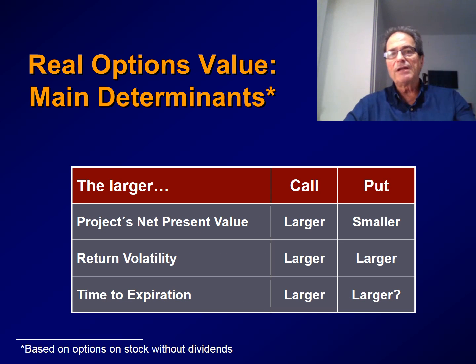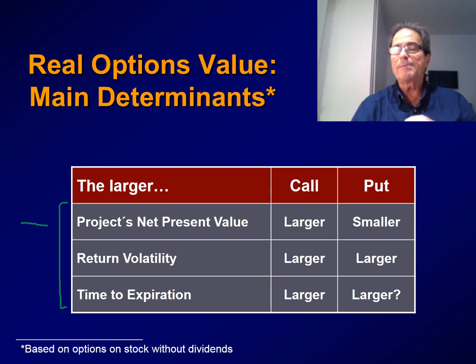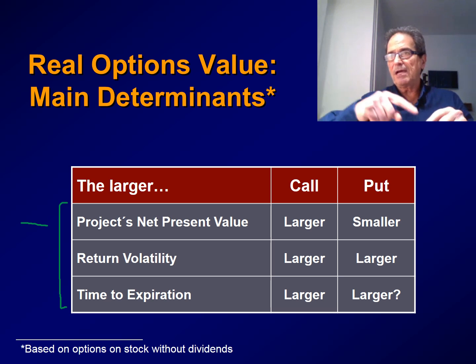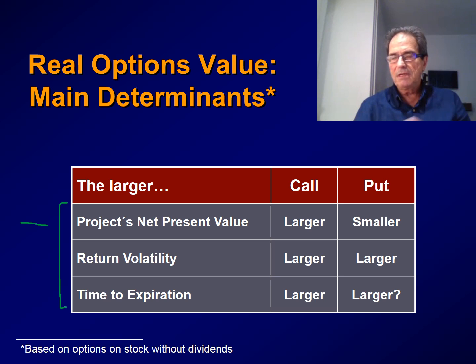The value of the real options is determined mainly by these three variables here. First, the net present value of the project. In this case, the net present value of the project represents the value of the underlying asset. It's like the stock price in the case of a financial option. And this net present value of the project changes over time in a similar way to what happens with the share of stock.